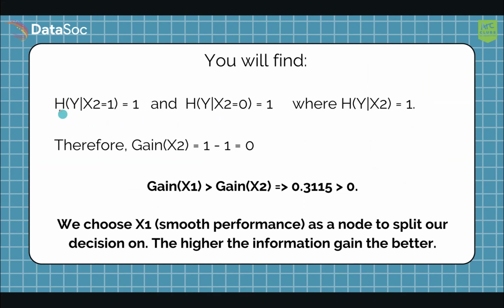You'll find that the conditional entropy of y given x2 equal to 1 will be 1. Conditional entropy of y given x2 equal to 0 will also be 1, right? So the gain actually comes out to be 0, which means that in this case, smooth performance as a node is what we'll be basing our decision on because its information gain at 31% is higher, right?